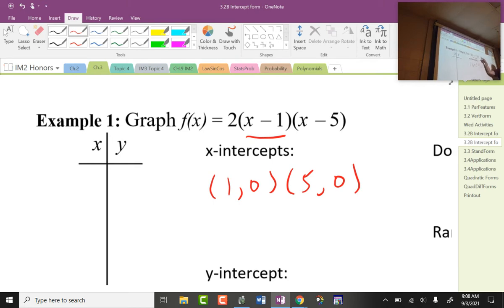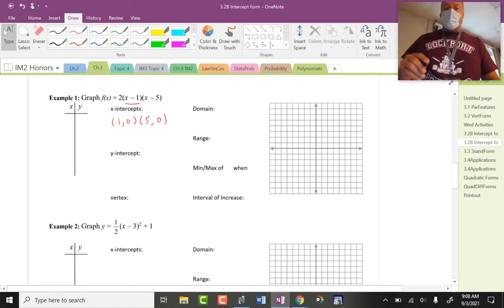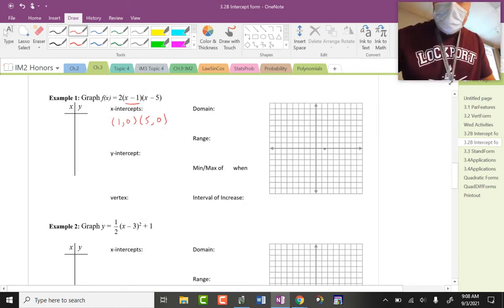Same thing with 5. 5 minus 5 is 0. 5 minus 1 is 4. Who cares? 0 times 4 times 2 is 0. Input, output. Those have to be the x-intercepts because when I graph those, they are on the x-axis.